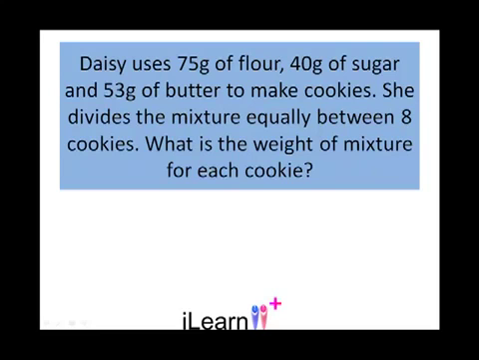First, let's add up how much the whole mixture weighs. That's 75 grams, add 40 grams, add 53 grams. That's the amount that the whole mixture weighs.